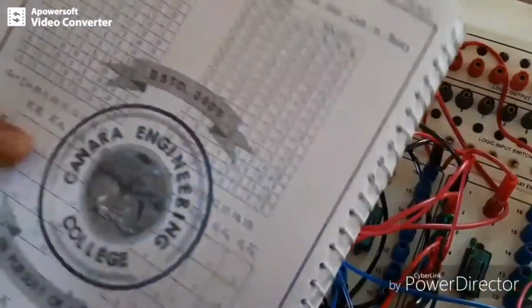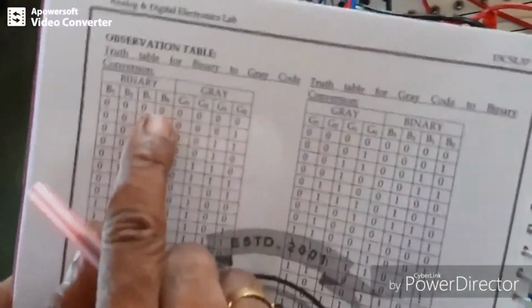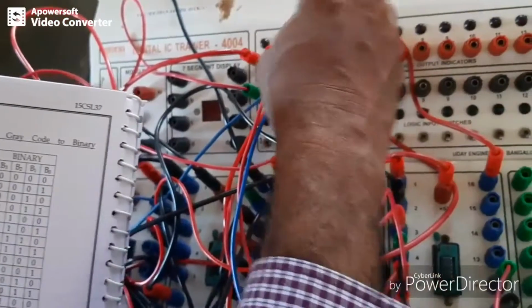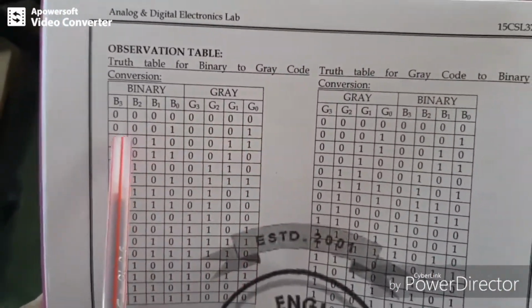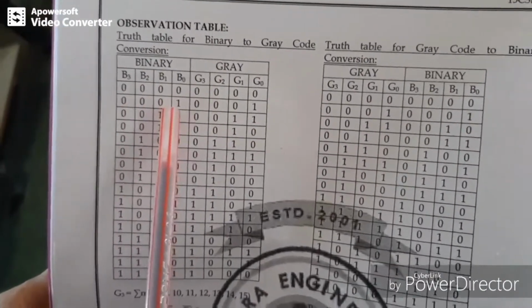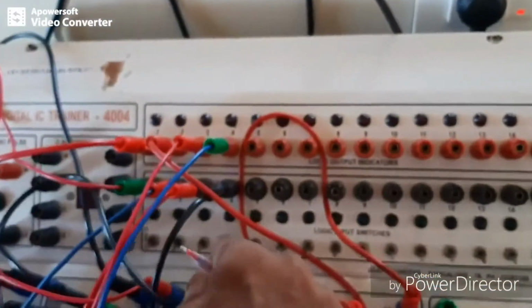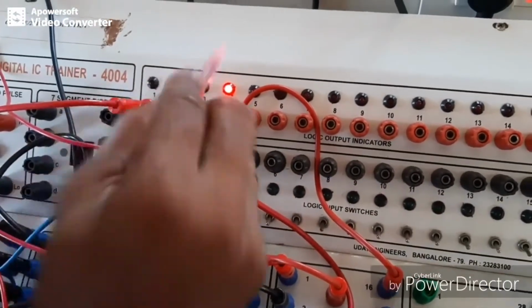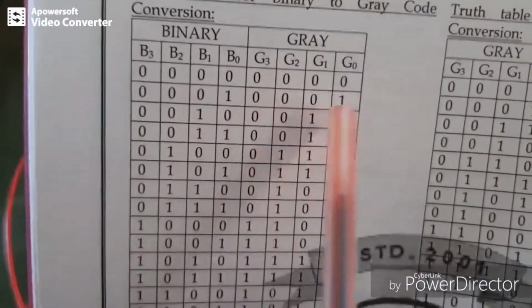Now we will check 0, 0, 0, 0. When binary is 0, 0, 0, 0, you will get output gray 0, 0, 0, 0. When I give binary 0, 0, 0, 1, the output gray is also 0, 0, 0, 1.